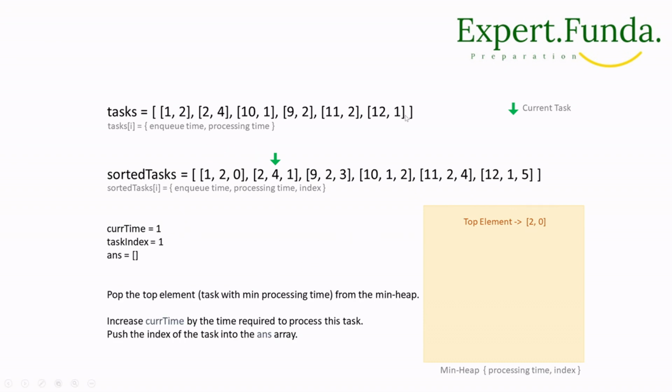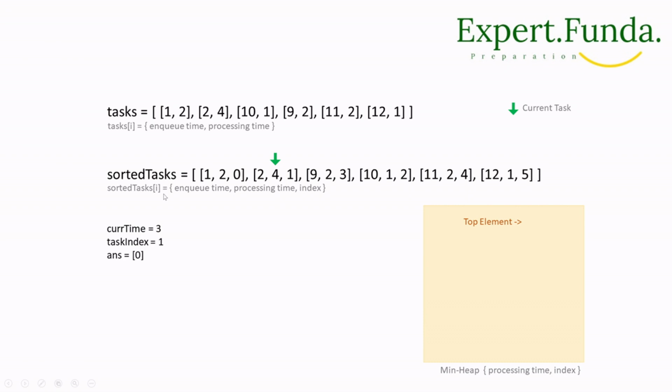Now if we talk about the next step, we have inserted here, correct? Now we will pop the task with minimum processing time from the min heap, but we have only one here, right? So we increase the current time by the time required to process the task, and then push the index of the task into the answer, like this.